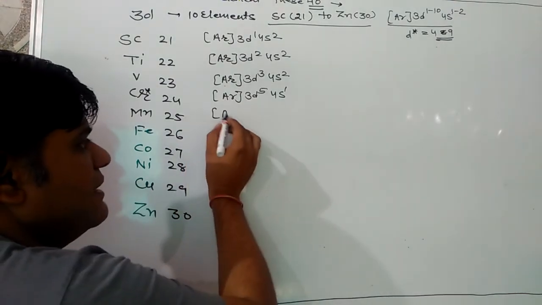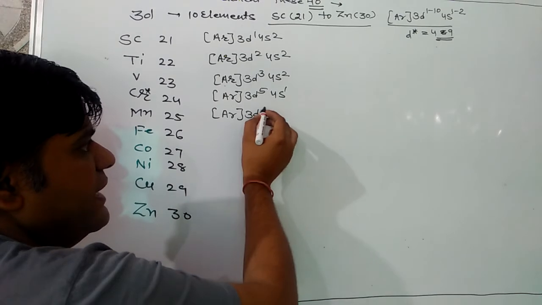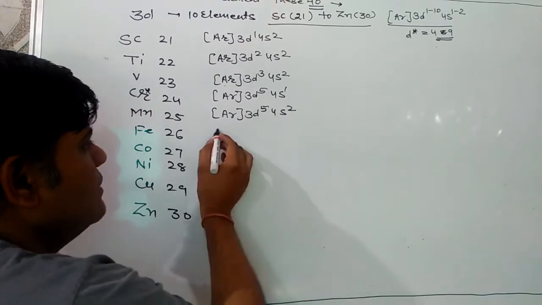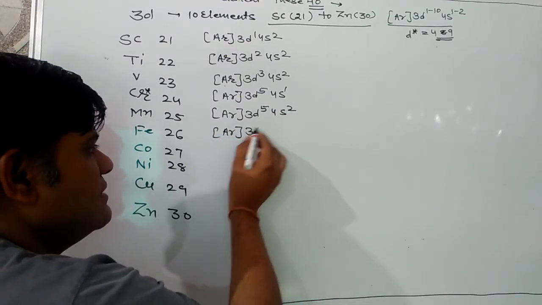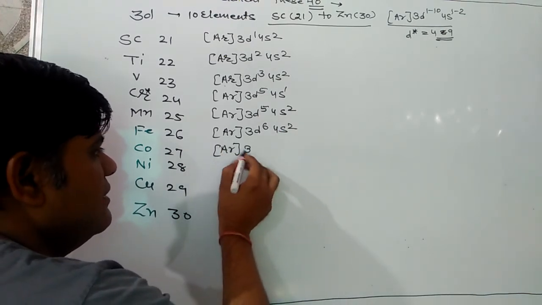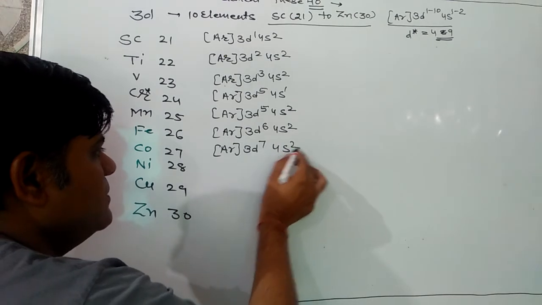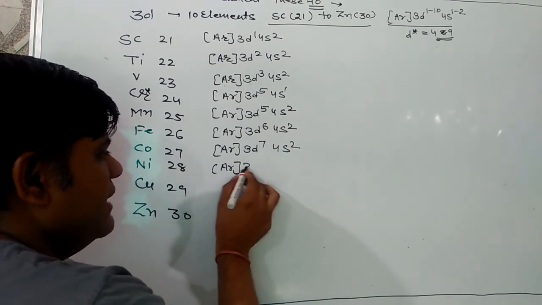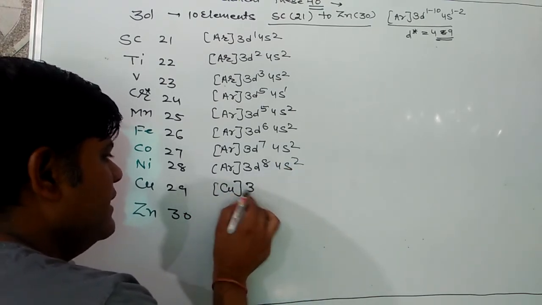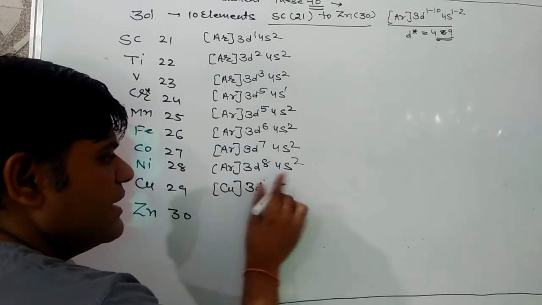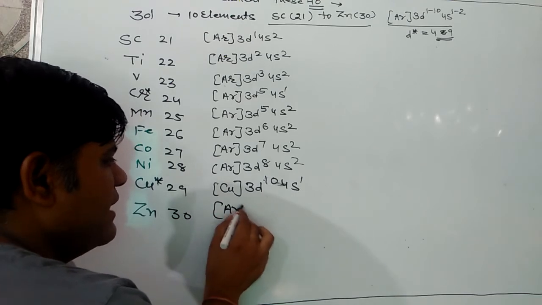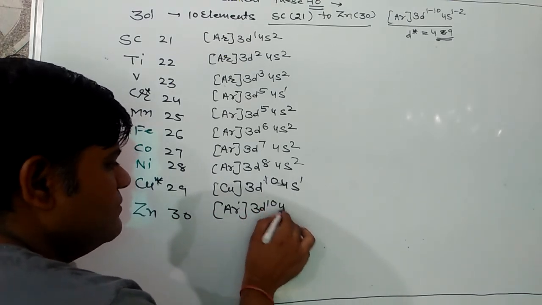For manganese it will be argon 3d5 4s2. For iron it will be argon 3d6 4s2. For cobalt it will be argon 3d7 4s2. For nickel it will be argon 3d8 4s2. For copper it will be argon 3d10 4s1, not argon 3d9 4s2. And for zinc it will be argon 3d10 4s2.